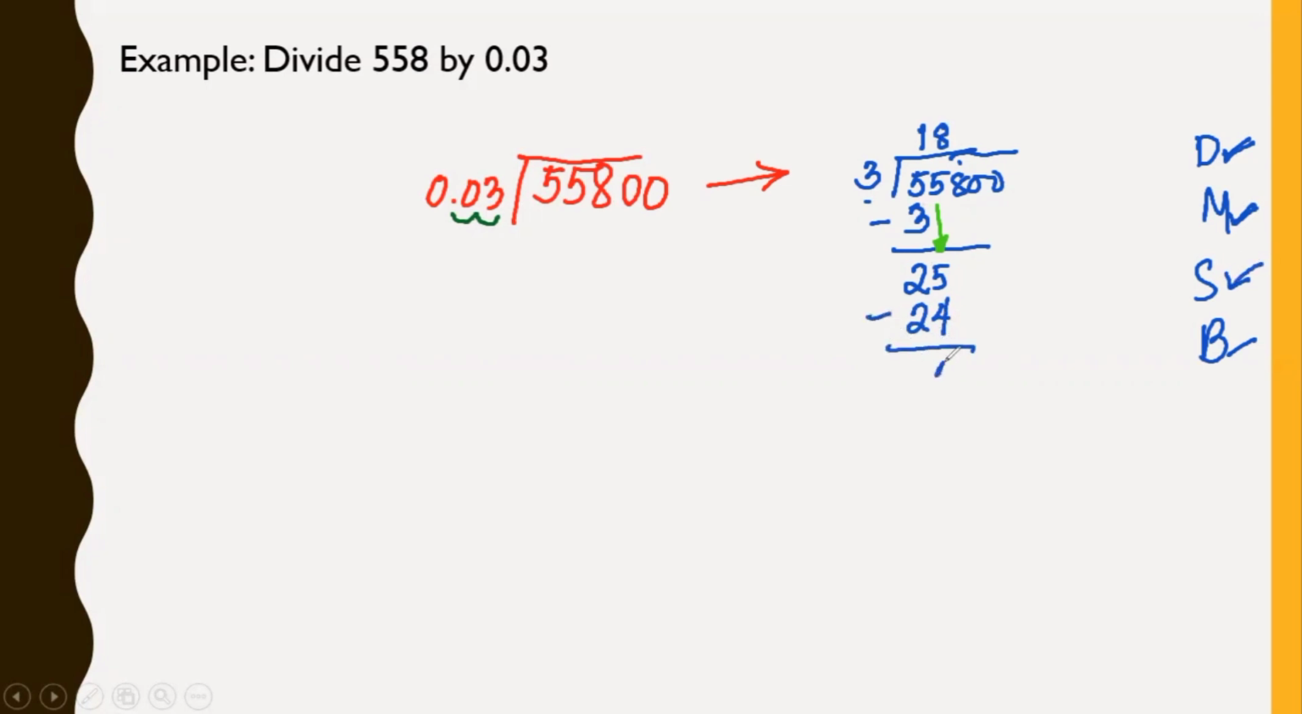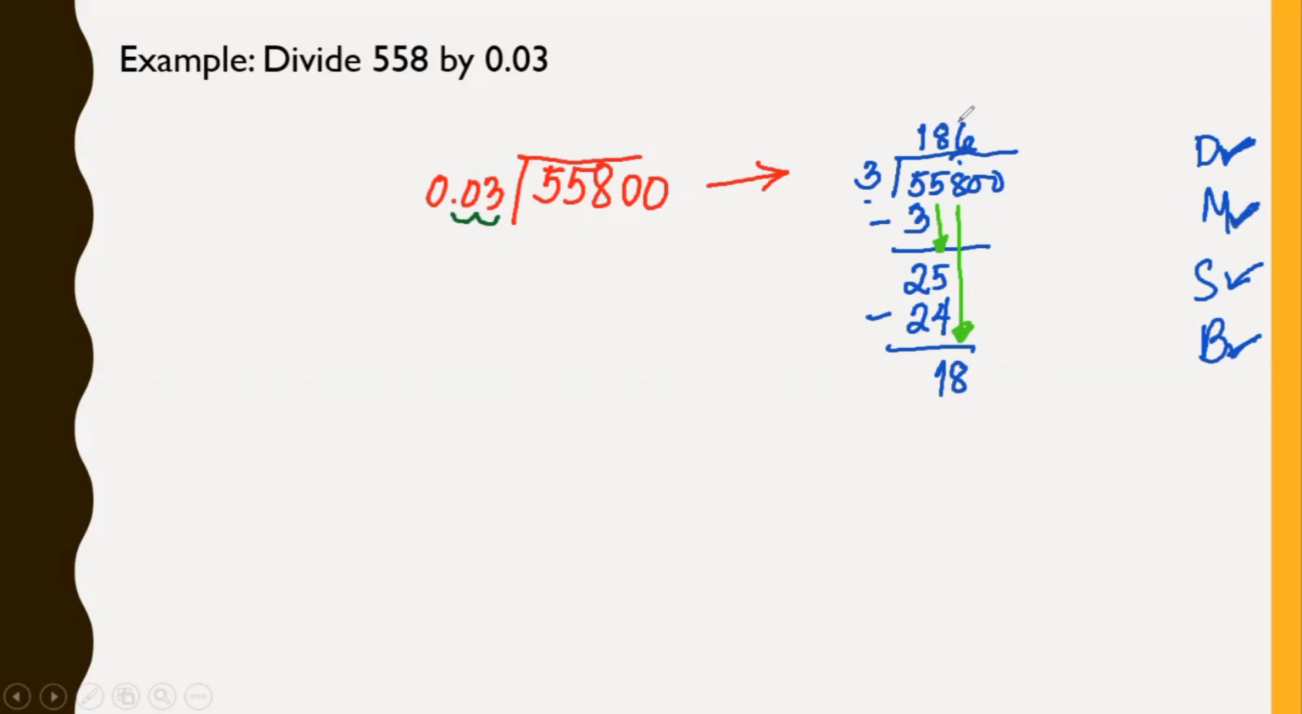25 minus 24 is 1. And then bring down. Ang i-bring down natin, isang digit lang uli. Bring down 8. So, we have here 18. And then, balik ulit tayo dito. Divide. 18 divided by 3 is 6.